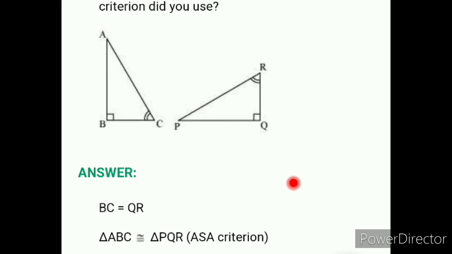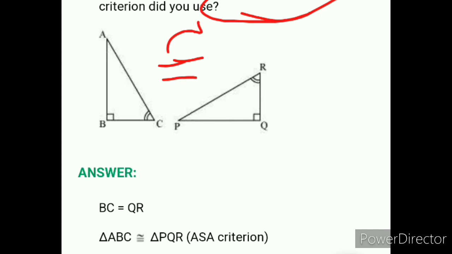Question 9. If triangle ABC and triangle PQR are to be congruent, name one additional pair of corresponding parts. What criterion did you use? Look at these two triangles. They are right angle triangles in which two elements of one triangle are equal to two elements of the other triangle, and they are telling us these two triangles are congruent. But additionally we have to show one more pair of corresponding parts.